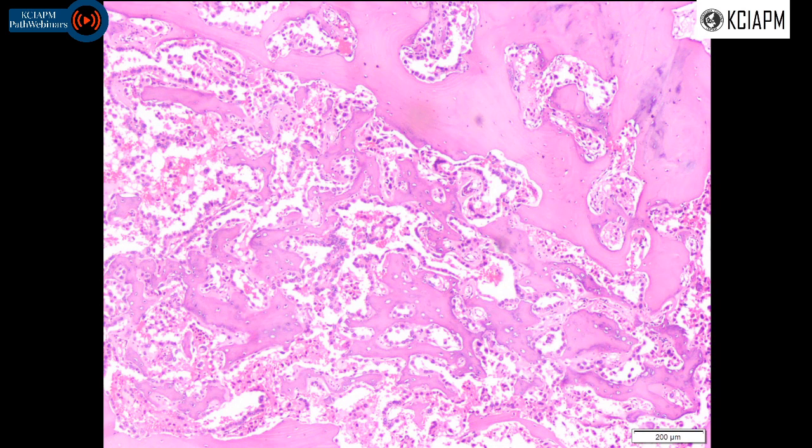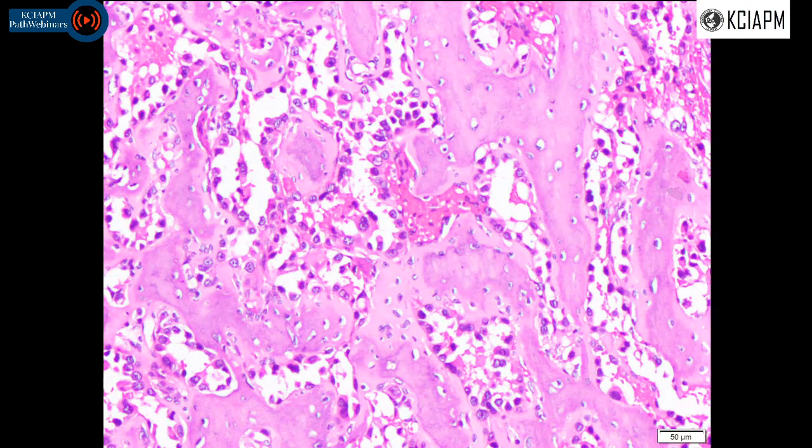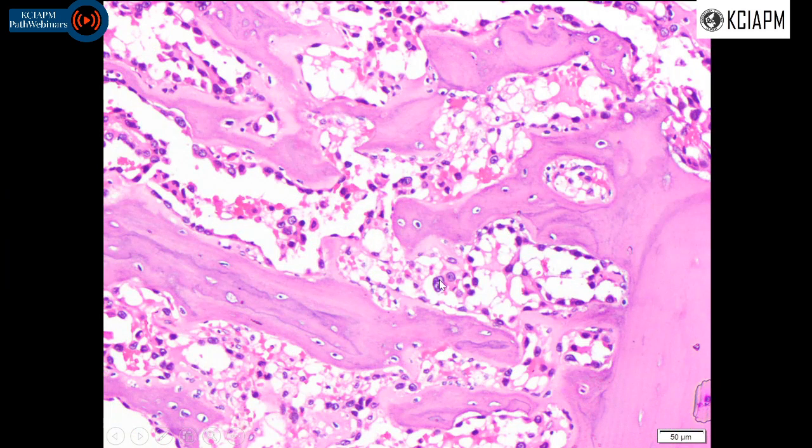So this is a male with a lesion right in the epimetaphyseal junction. And this is how the cells seem to be sitting on top of these bony trabeculae. So these are the sections. Some are exfoliated, which is a bit unusual in this case.